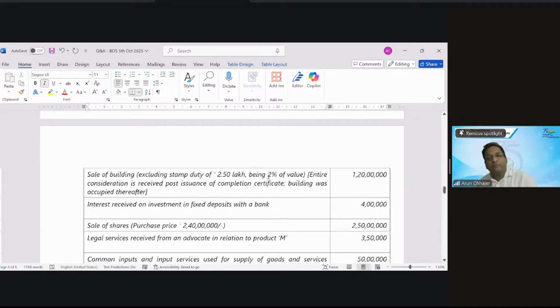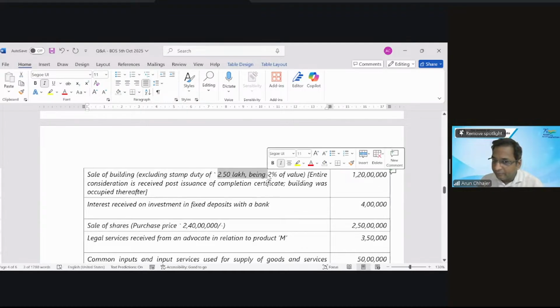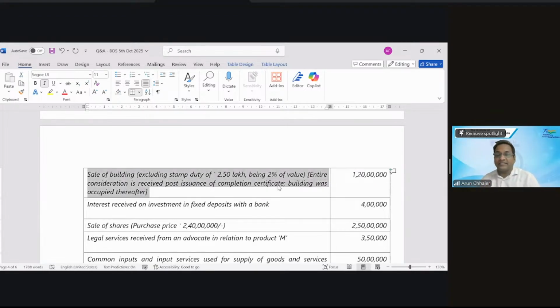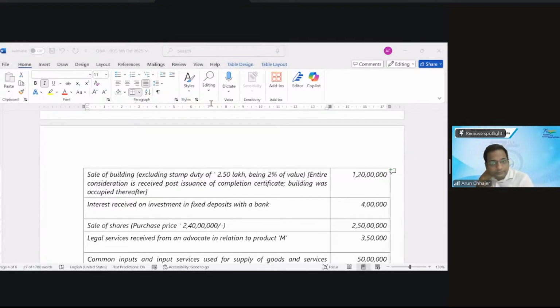Then it says sale of building, excluding the stamp duty of 2.5 lakh, being 2% of the value. The entire consideration is received post completion certificate, and the building was occupied thereafter. Now tell me, will it be liable to pay the GST? Will it create the GST liability?